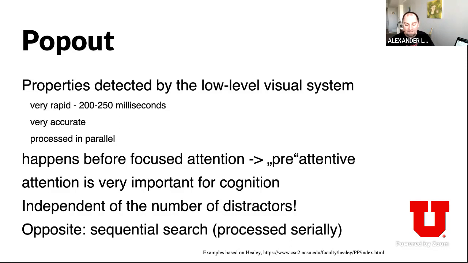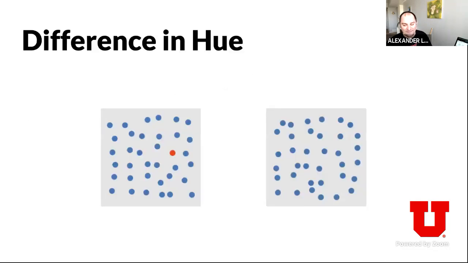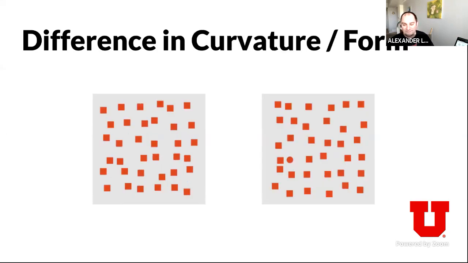The opposite of pop-out is sequential search, when I have to process features serially. This sounds maybe a little abstract, so here's a concrete example. On the left, you have one point that is shown in red, and it immediately pops out. You can all recognize this within a couple of milliseconds, essentially. On the right, we don't have that feature. This difference in hue is a very strong pop-out effect. And it's independent of the number of distractors: me recognizing the red point doesn't depend on how many blue points are there. The distractors don't matter for that.